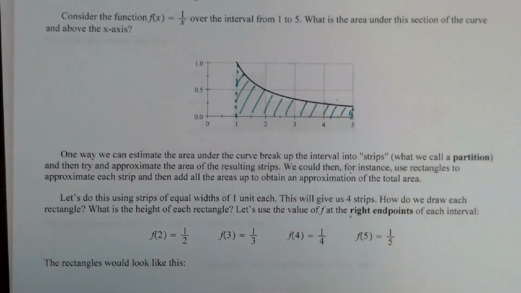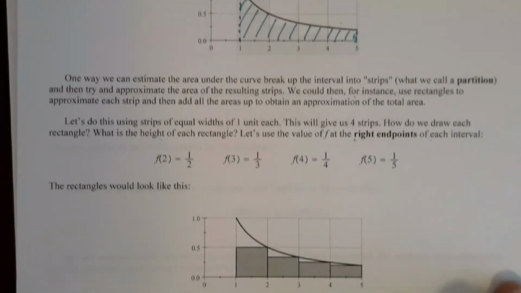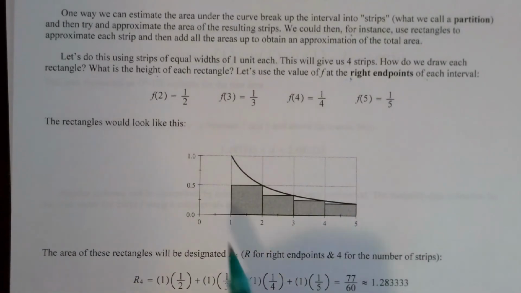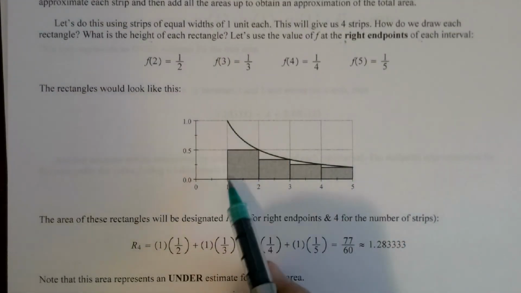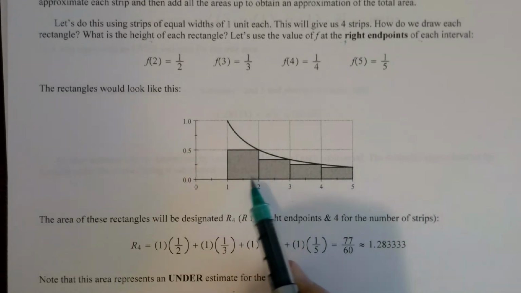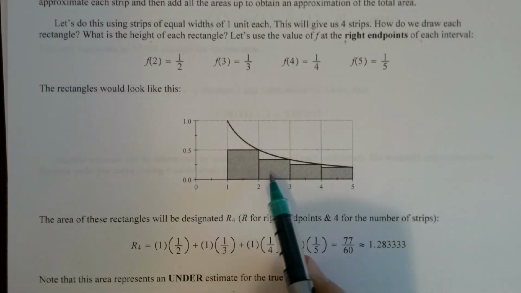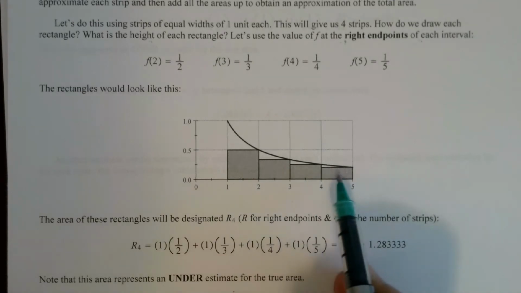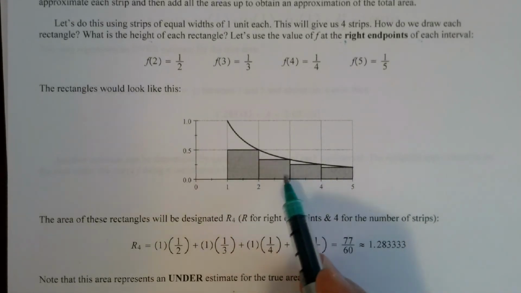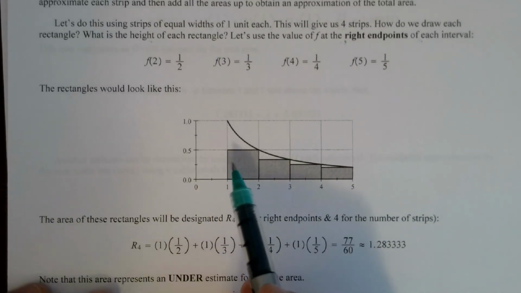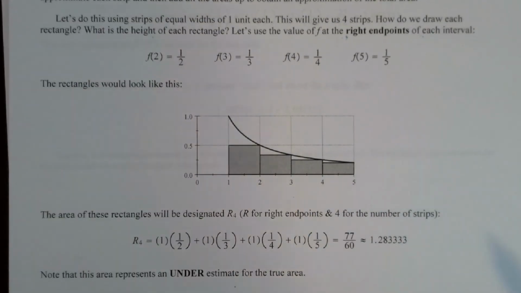So what would the rectangles look like in this case? So here's what they would look like. Okay, so here you have the curve, and the heights of my rectangles for each subinterval are determined by this right endpoint. So I have 4 strips, 4 rectangles, and here's the first rectangle, here's the second, third. Looking at this, we could calculate the area.